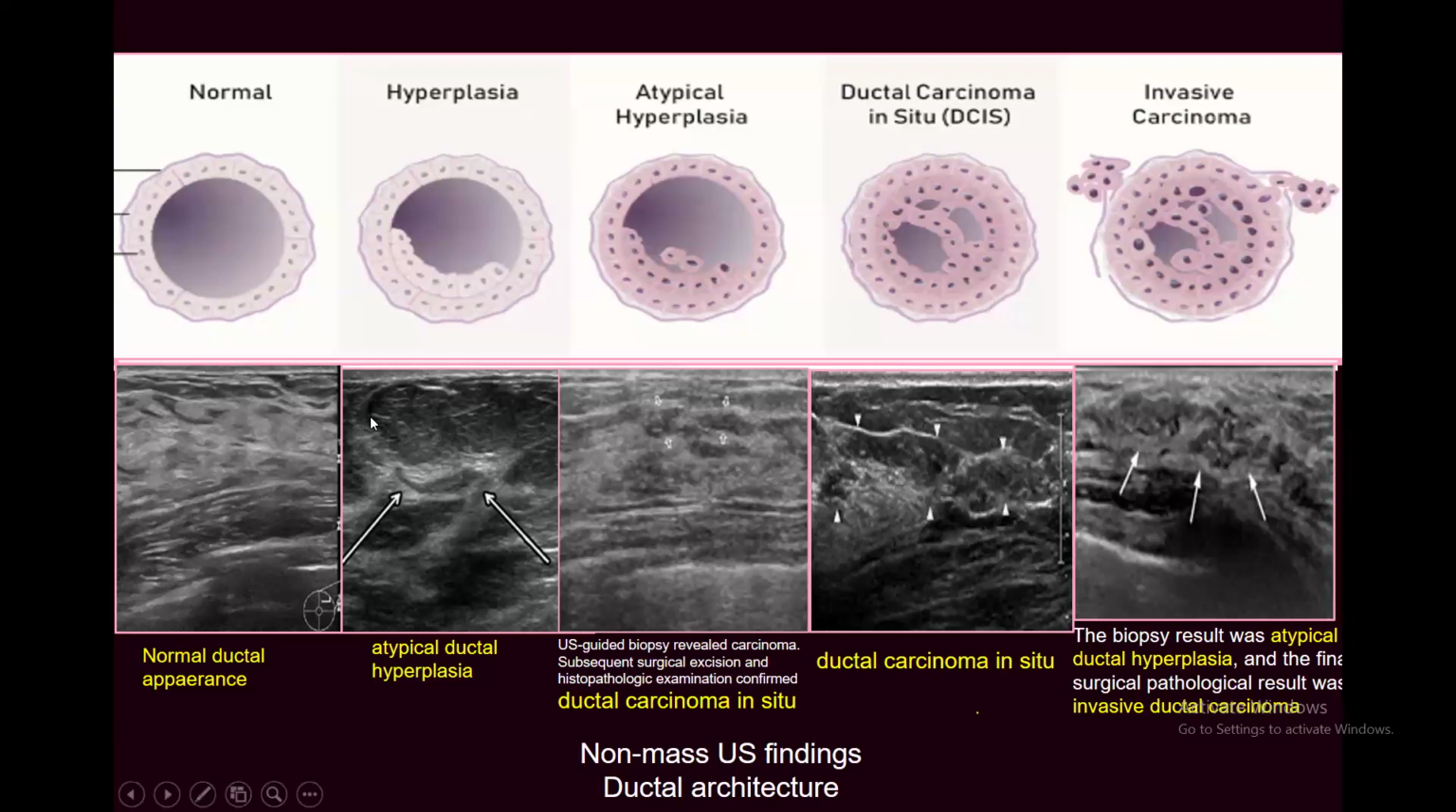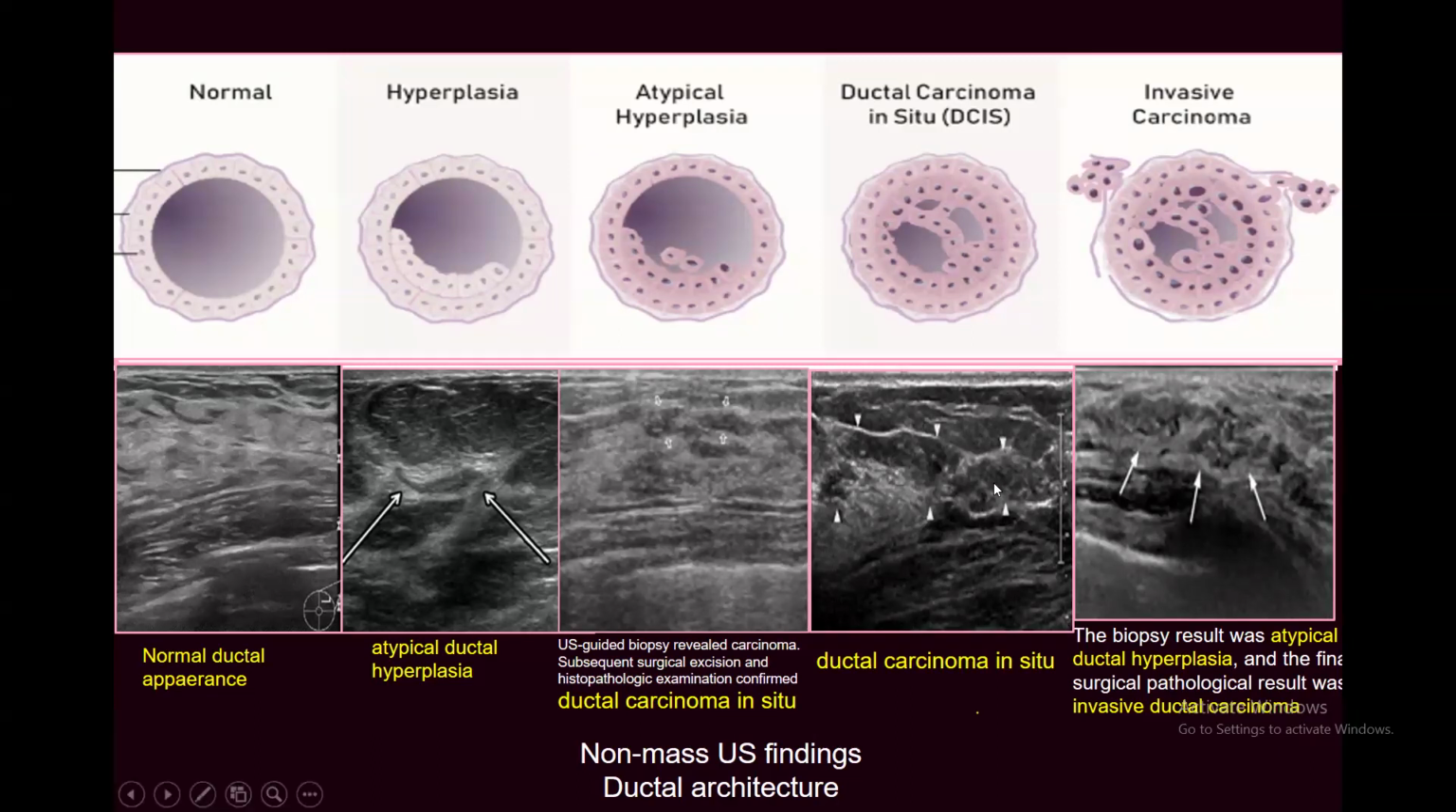Let us go for the corresponding ultrasound appearance. Here we can see this is a normal duct following this appearance. This is an abnormal duct. Biopsy revealed atypical ductal hyperplasia. This is an abnormal duct. See, biopsy revealed ductal carcinoma in situ.